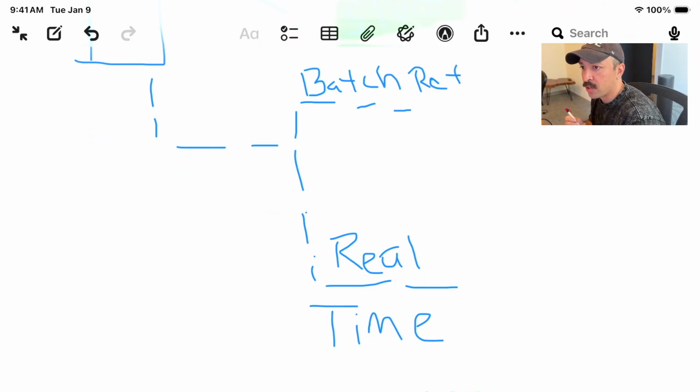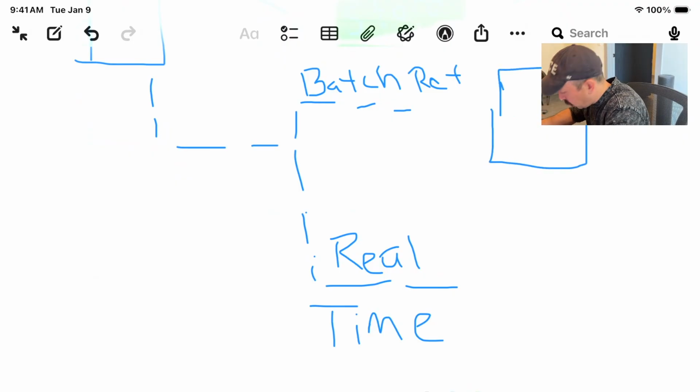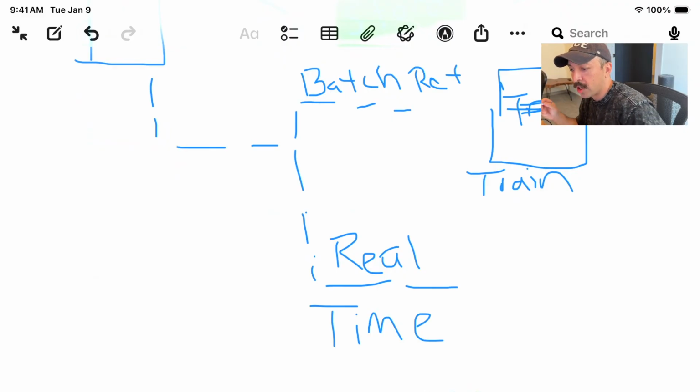Batch retrieval we utilize for something called training. So that's the training portion. Batch retrieval is offline training. It's on a schedule, which means nobody really has to wait on it.